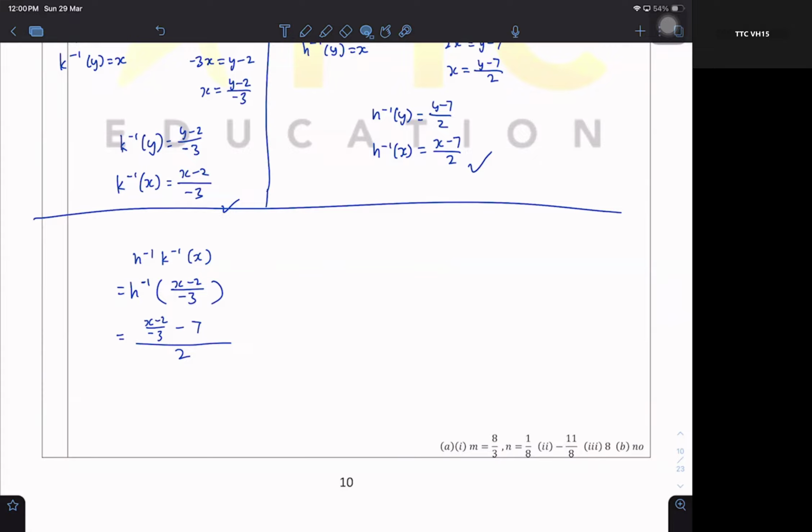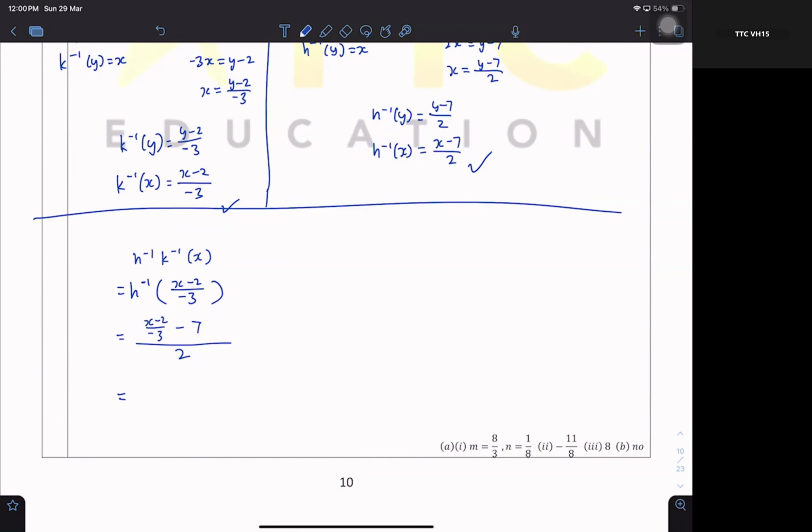Of course, you don't leave your answer like this. You have to do calculation. How to calculate this one? First, you have to combine the top part. Make the top part have the same denominator.